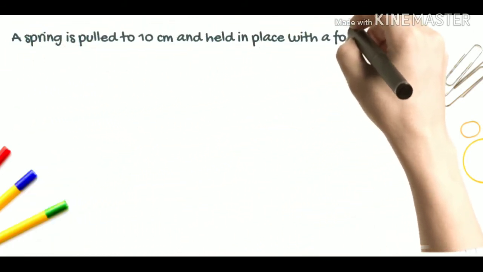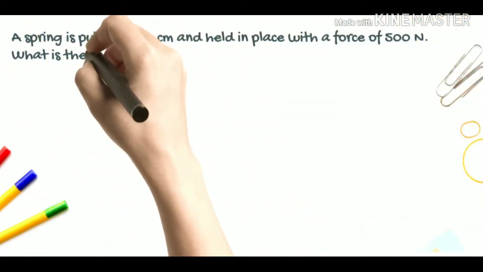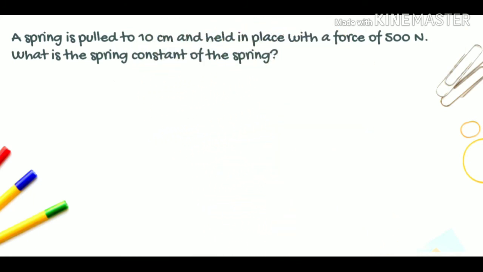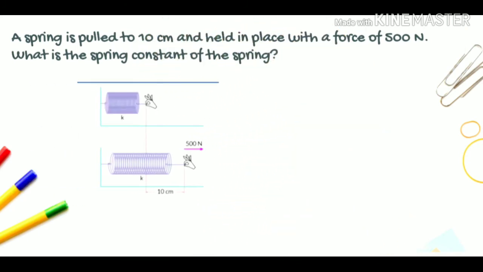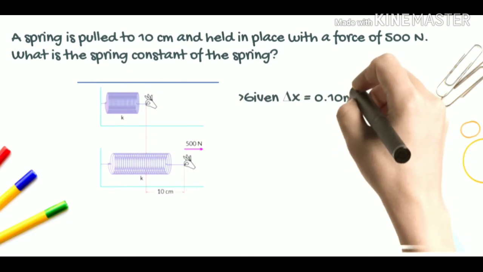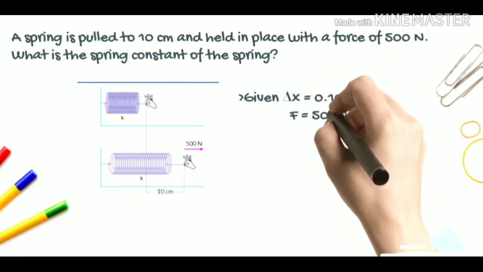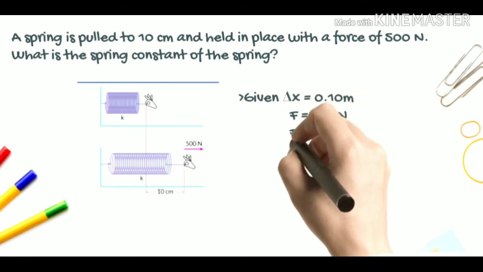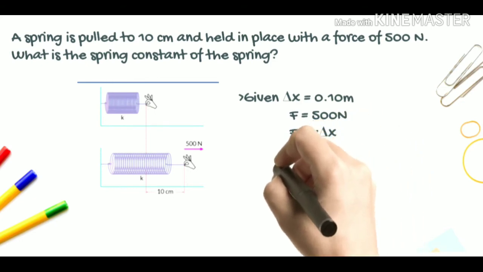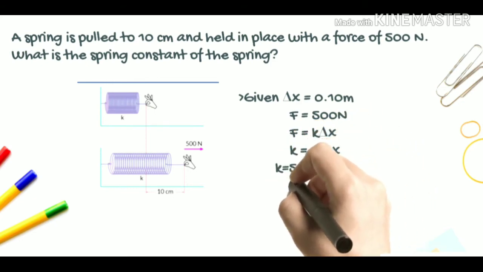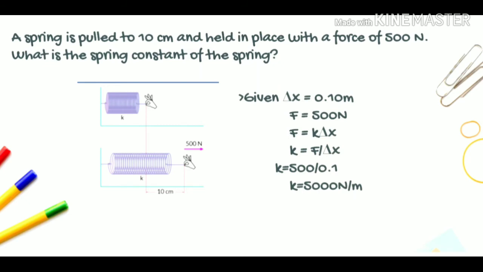A spring is pulled 10 cm and held in place with a force of 500 Newton. What is the spring constant of the spring? The solution: given delta x equals 0.1 meter, F equals 500 Newton. Then we use F equals K delta x. The answer is K equals 5000 Newton per meter.